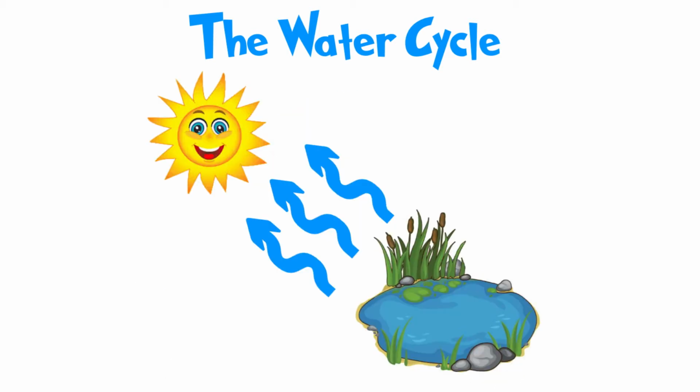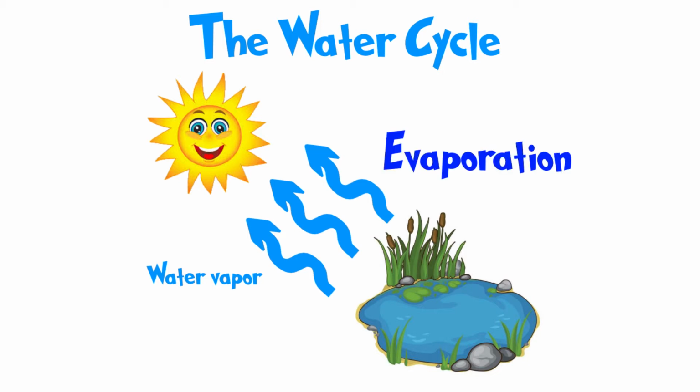Energy from the sun can heat up the collected water, turning it into a gas or vapor. When water changes from a liquid into a gas, it's called water vapor. Water vapor is less dense than the air around it, so it rises into the sky. This process is called evaporation.